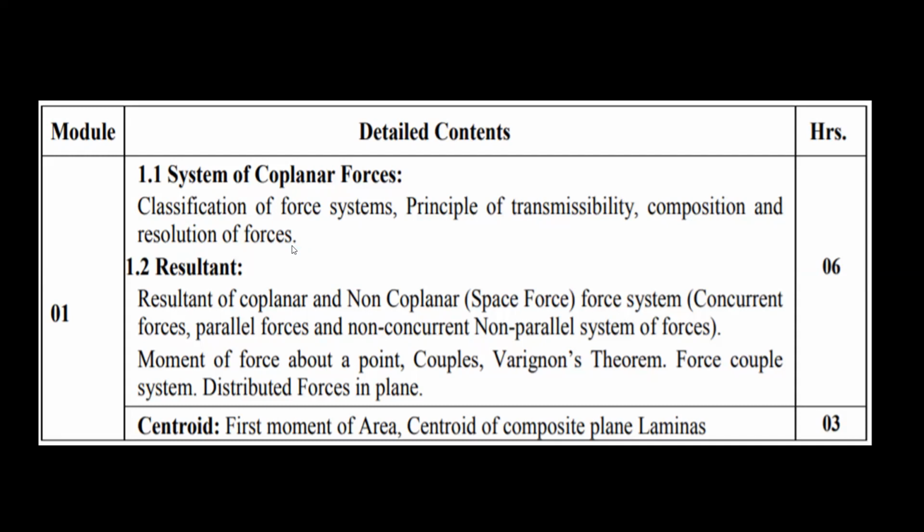The law of parallelogram is used to find the net effect or the resultant for two concurrent forces. The meaning of concurrent is that the lines of action of the forces pass through a single point. This process of combining two forces into a single force is called composition. First we have seen the resolution, and after that we have seen the composition.